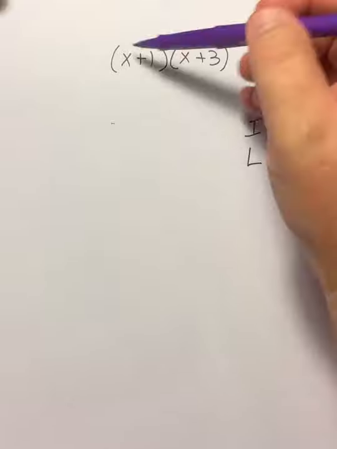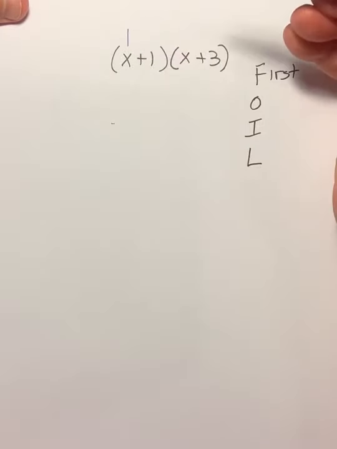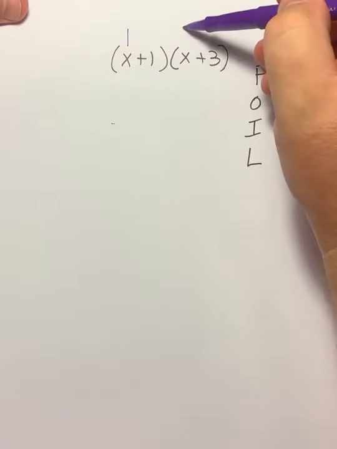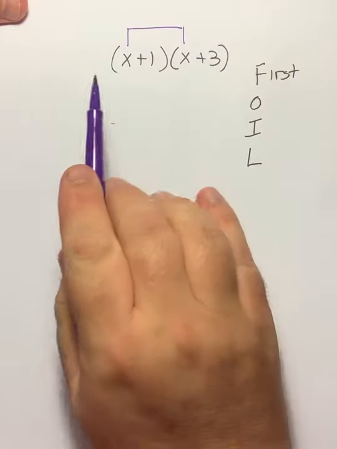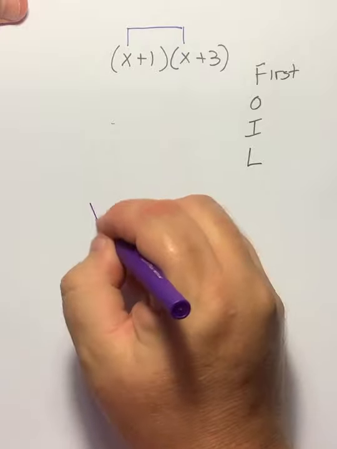So what's the first part of this binomial? Well, it's this x. And what's the first part of this binomial? Well, it's also an x. So I'm going to multiply those together. What is x times x? Well, that's x squared.